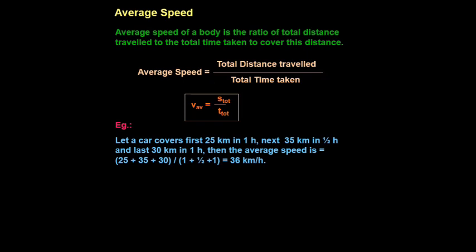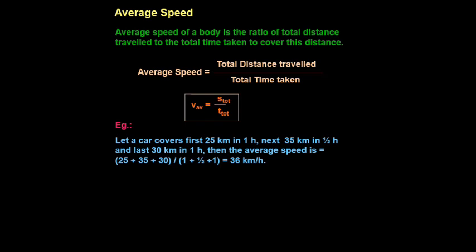Let me give one example. Let a car cover the first 25 km in 1 hour. So the speed is 25 km per hour. Next 35 km in half an hour. So what will be the speed for that interval? It will be 70 km per hour. And the last 30 km in 1 hour.